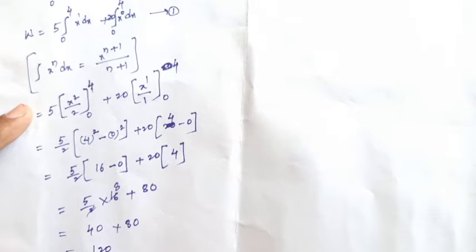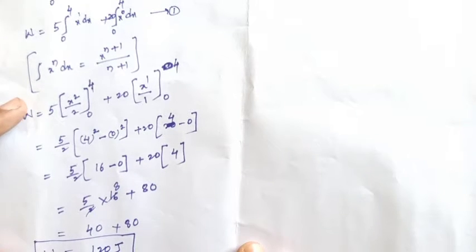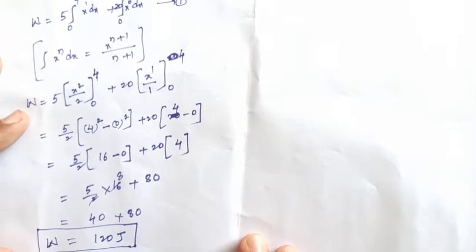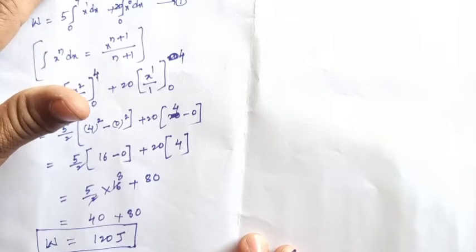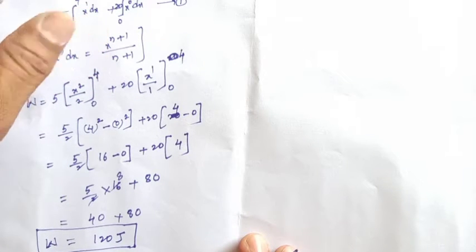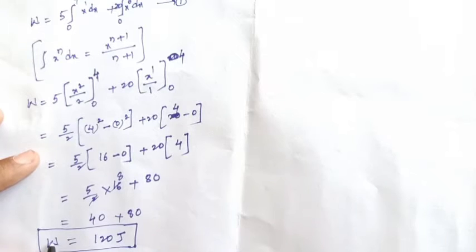So what are the SI units of work done? The work done is joules. So this is the variable force. The variable force is applied from initial position 0 to final position 4. Then the total work done on the body, W, equals 120 joules.